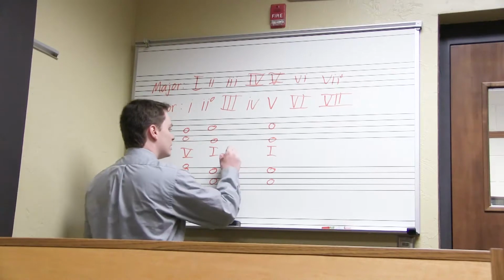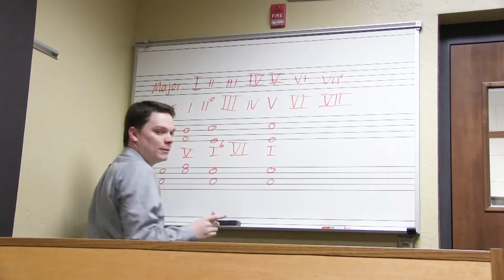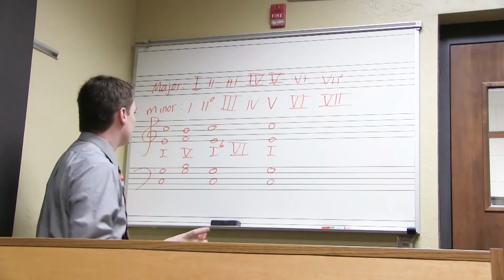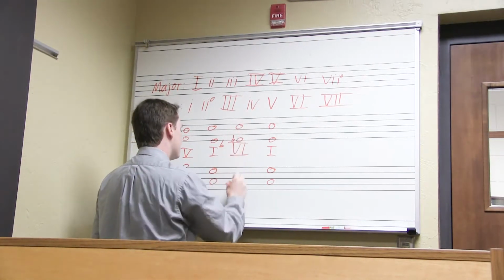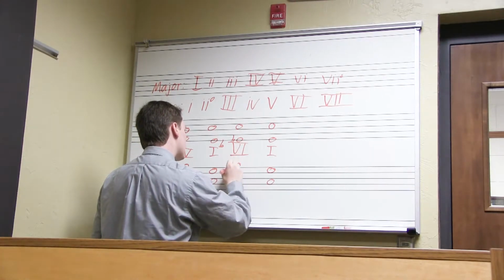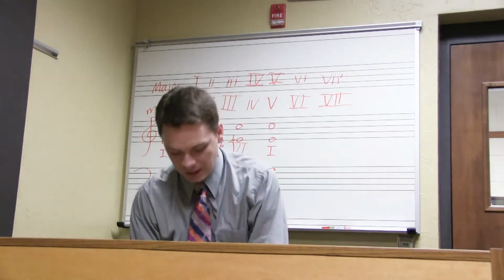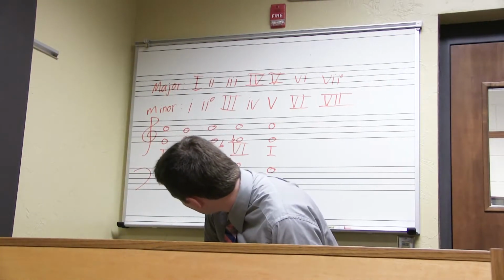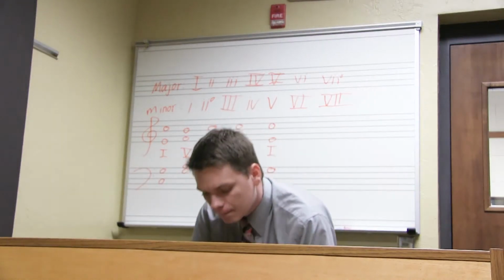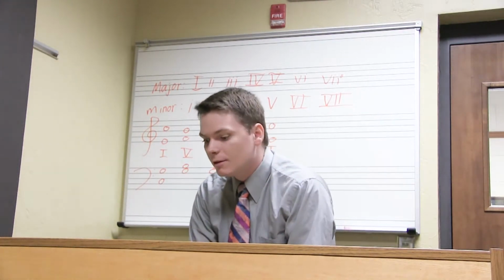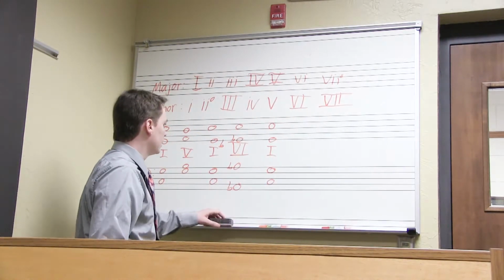We do the same thing with 6. This will be a flat 6 chord because it's built on A flat in the key of C. We'll have this here, keep that there. Let's do this. This is what it sounds like. Flat 6 is probably the most common form of mode mixture in modern music.